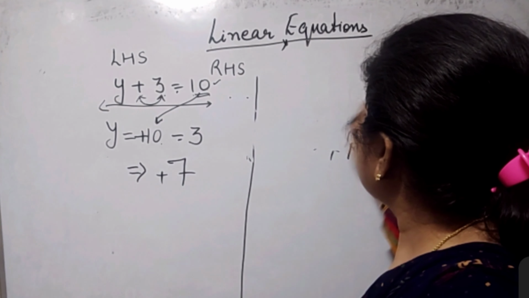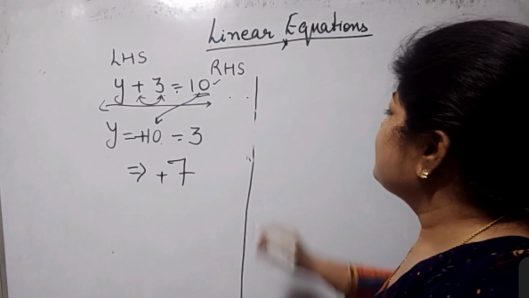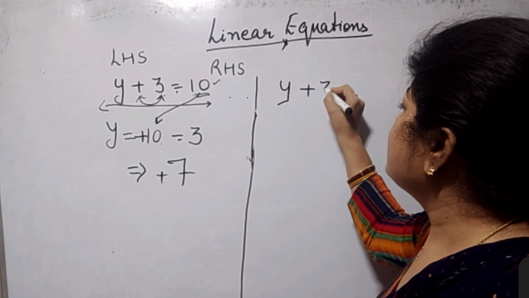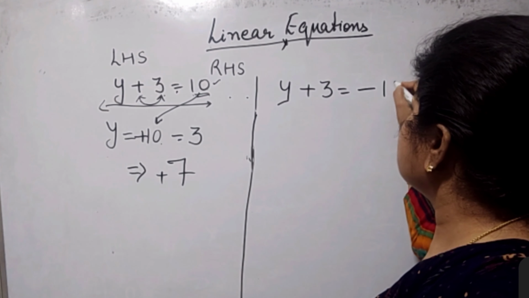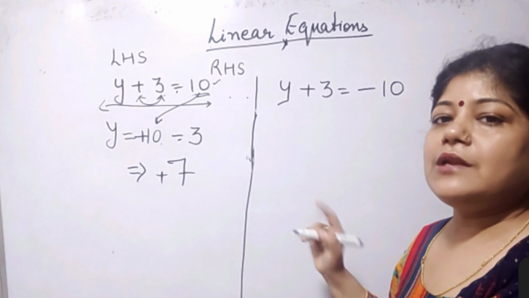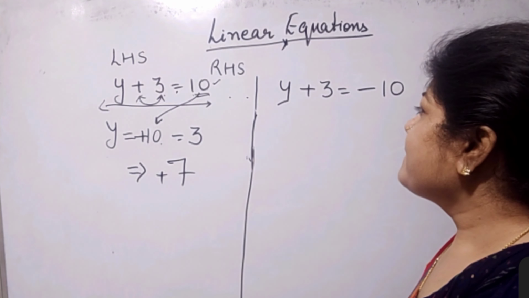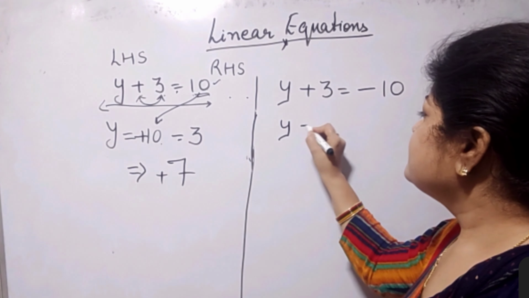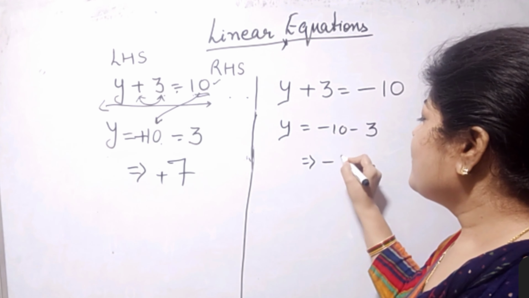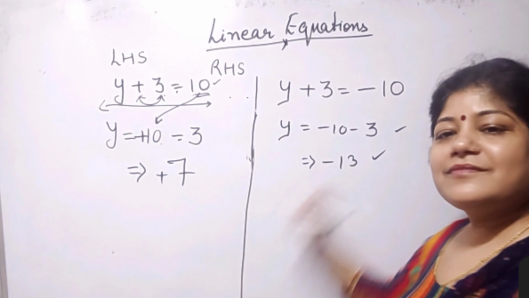Okay. Now, for example, I have in this way y plus 3 is equal to minus 10. Then how will I proceed? Tell me. Ma'am, it will be y is equal to minus 10 minus 3, and minus minus is plus, so minus 13. Very good. Clear, Pareshi?